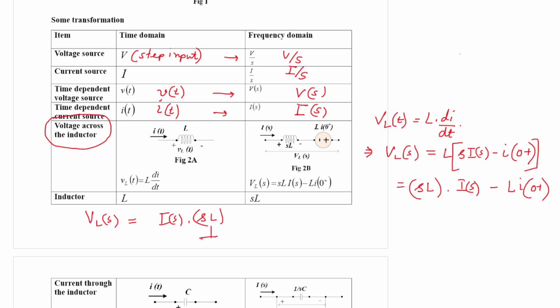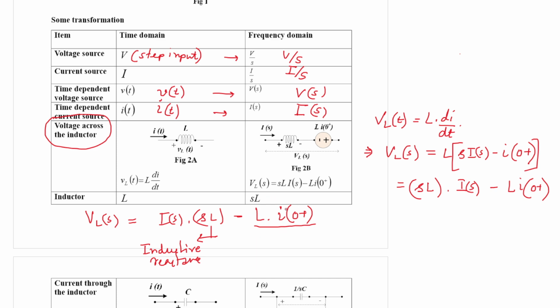So that SL must be the inductive reactance. With that, we have a constant value L into I0 plus. So this must be a constant value because L is constant, and I0 plus, which is the initial condition, is also constant, so it will give you a constant value voltage.